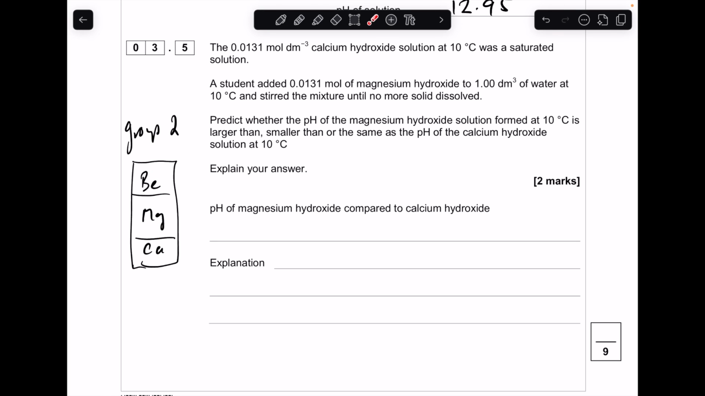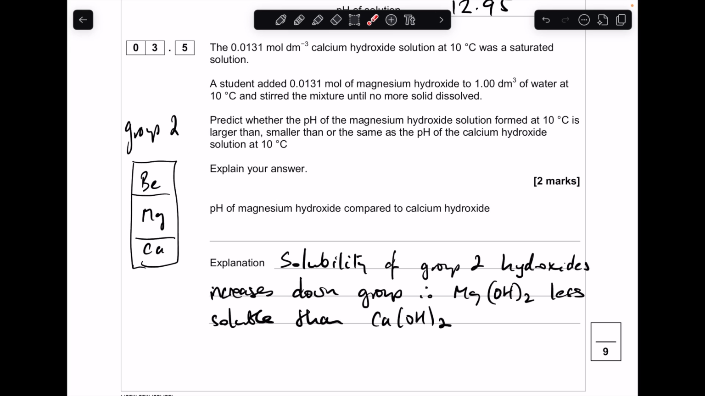And finally, part 5, just got a little bit of group 2 there to help me explain this one. So the thing to note about the group 2 hydroxides is they get more soluble as you go down the group. So it's probably more helpful to look at the explanation first. So I'm saying solubility of group 2 hydroxides increases down the group. So therefore magnesium hydroxide, which is higher up the group, is going to be less soluble than calcium hydroxide.